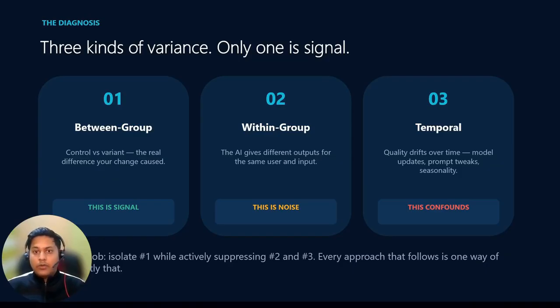And I want to be blunt. If someone edits the prompt in week two of your experiment, your experiment is over, not damaged, over. Start again, and this time freeze the prompt and pin the model version as well. So the whole job, the bottom line: isolate number one while actively suppressing two and three. Every single approach I'm about to show you is just a different tactic for doing that. So let's go through them.